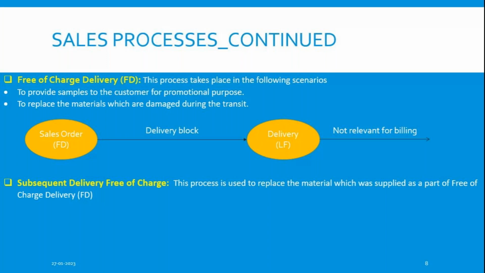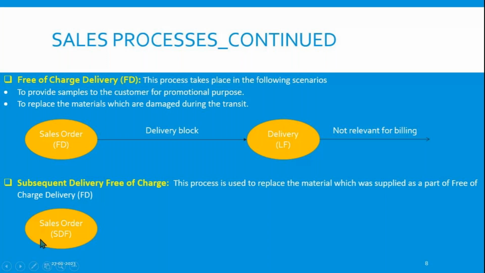So the customer is not happy. The customer says that the material you have given is a damaged one. Then in addition to that, we give a subsequent delivery free of charge. Subsequent delivery free of charge. This document type is SDF.